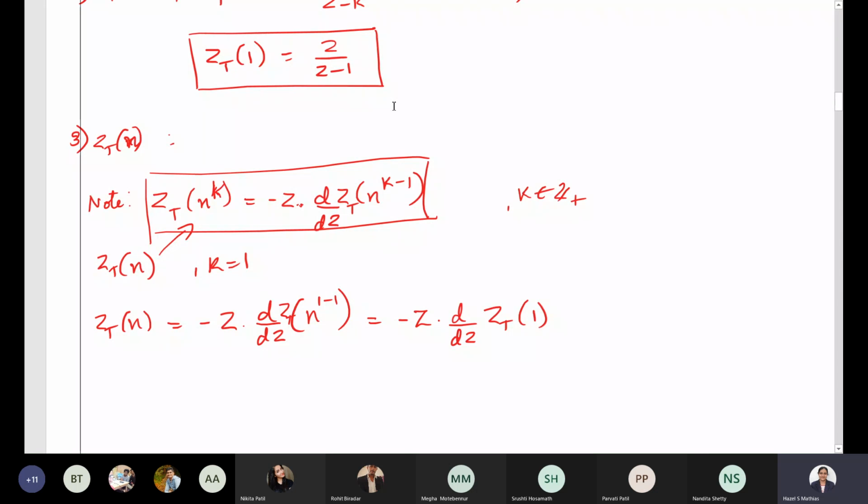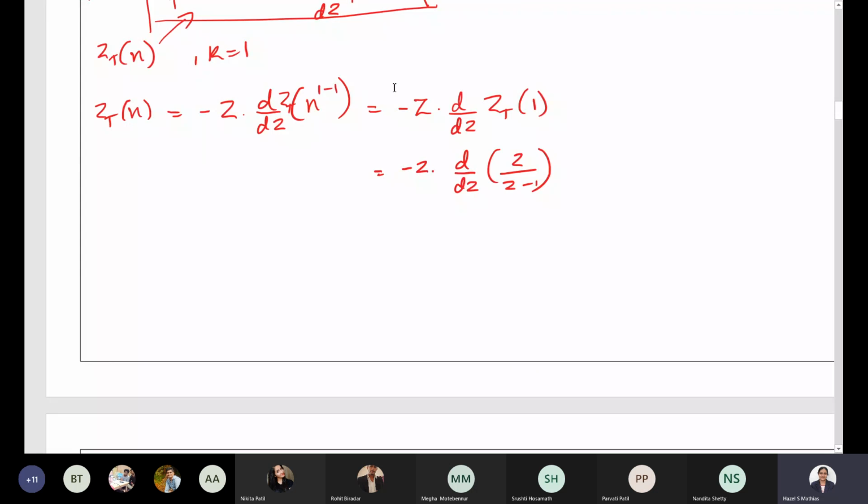Z transform of 1 is Z by Z minus 1. So this will be minus Z into d by dz of Z by Z minus 1. Differentiate this. Differentiating, what do we get? Minus Z into, it will be U by V rule. So denominator square, then denominator into differentiation of Z. It is 1 because we are differentiating with respect to Z, minus Z into differentiation of Z minus 1, which is also 1. So we have over here Z minus 1 minus Z.